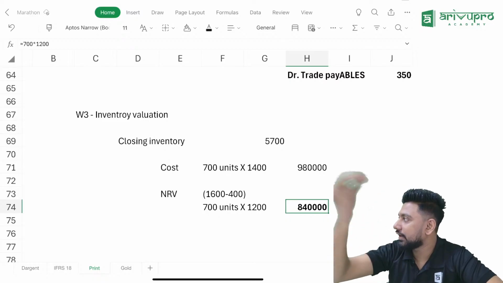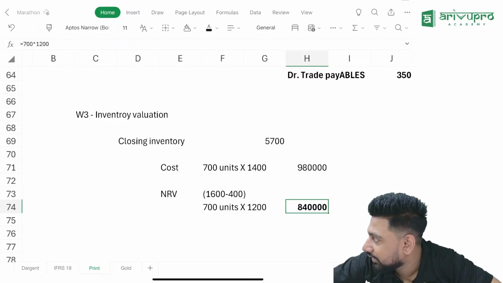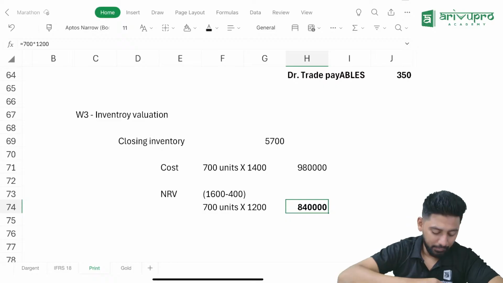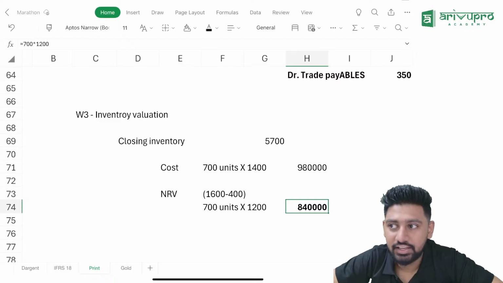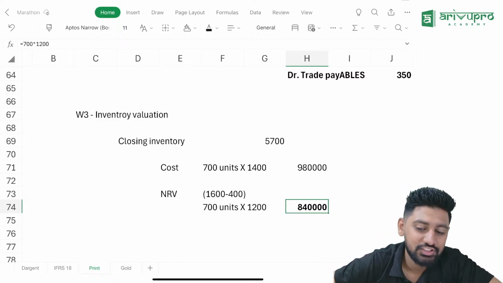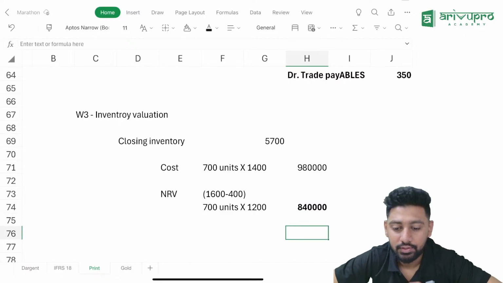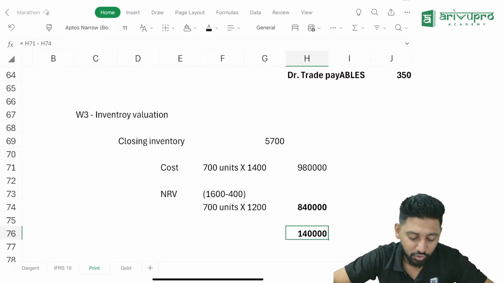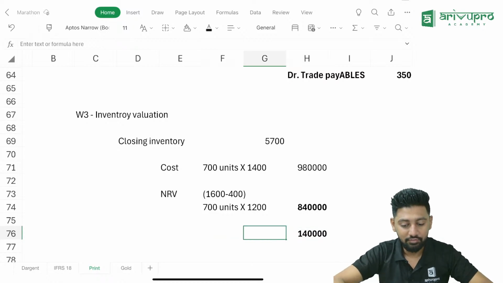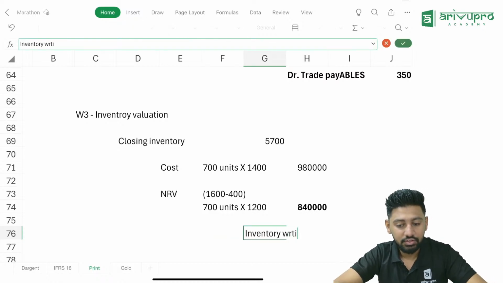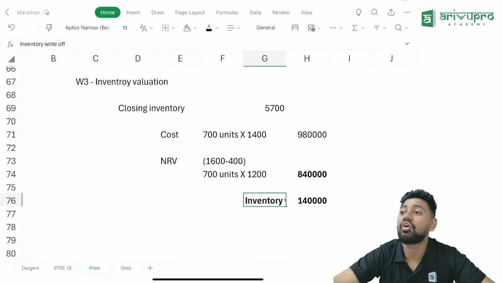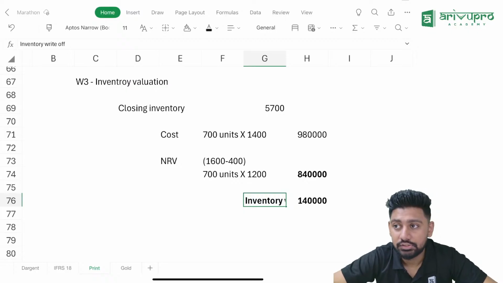So cost or NRV, whichever is lower. My NRV is 840,000. My cost is 980,000. Therefore, my inventory requires a write down of 140,000. Inventory write down. Are we clear? We have an inventory write off of 140,000. Are we clear? Yes.